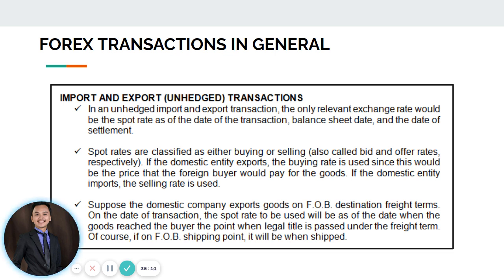But if it's FOB shipping point, then we don't have any problem, because the spot rate that we will be using is the spot rate on the date when the goods are actually shipped. We no longer wait for the goods to reach the buyer. So for FOB shipping point, you use the spot rate on the date where the goods are shipped.